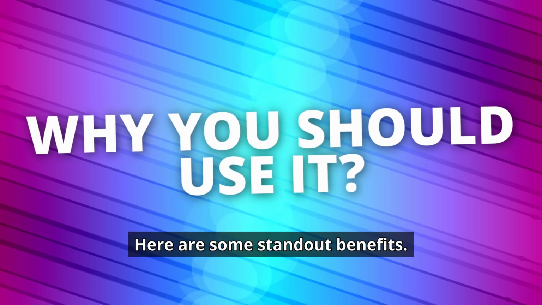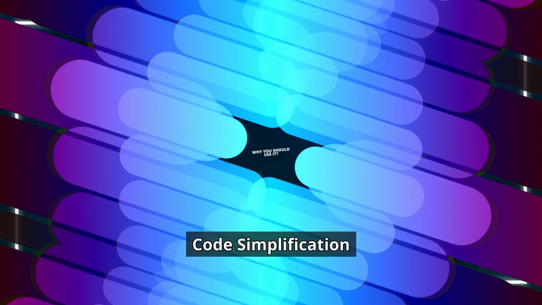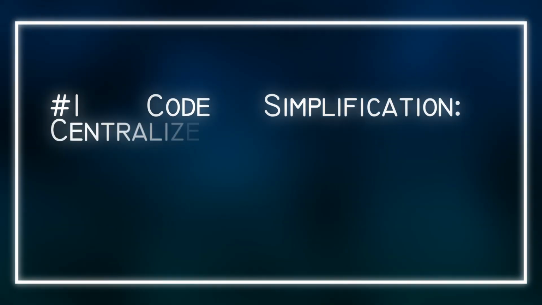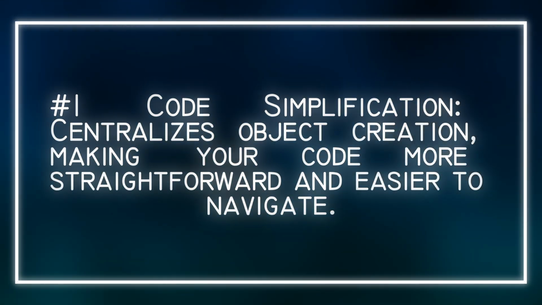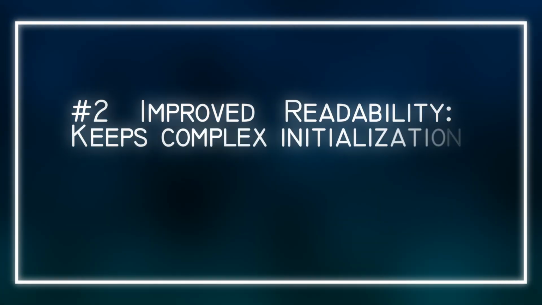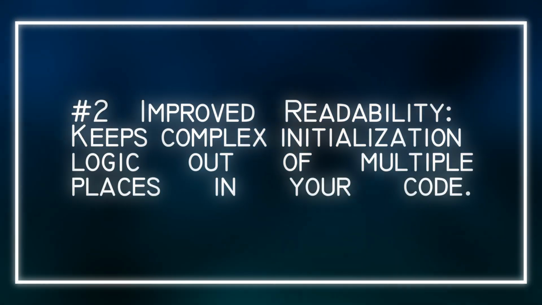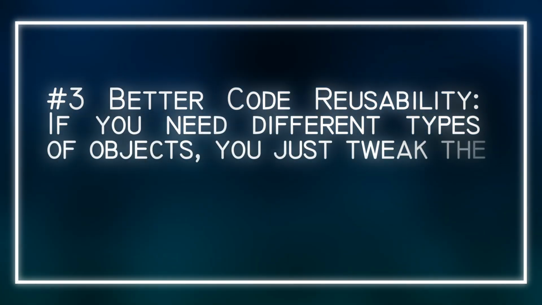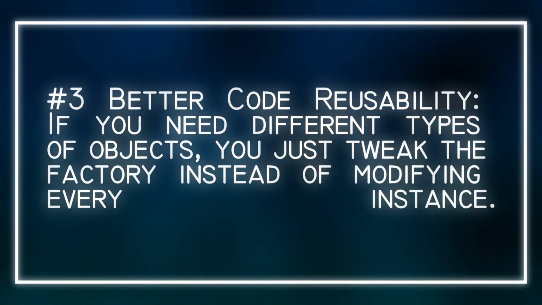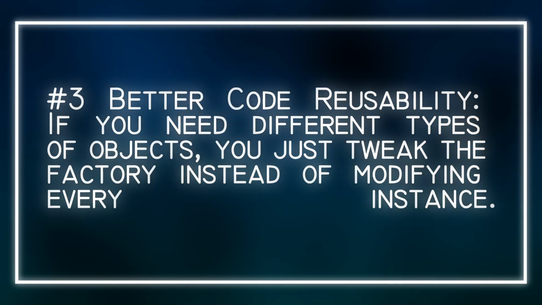Here are some standout benefits. Code simplification: it centralizes object creation, making your code more straightforward and easier to navigate. Improved readability: it keeps complex initialization logic out of multiple places in your code. Better code reusability: if you need different types of objects, you just tweak the factory instead of modifying every instance.